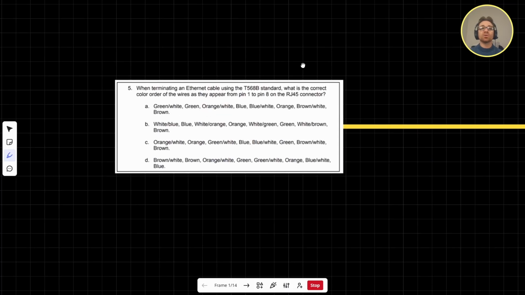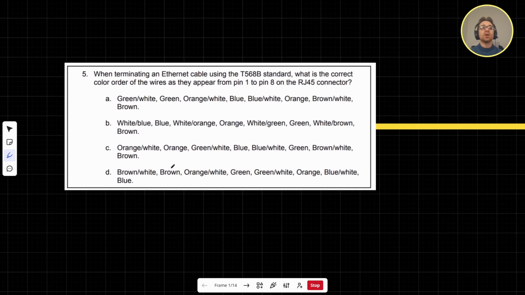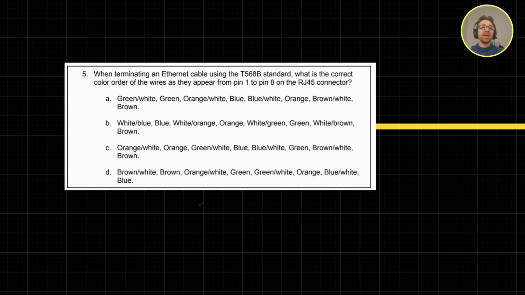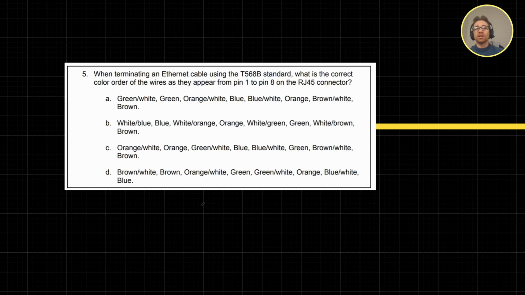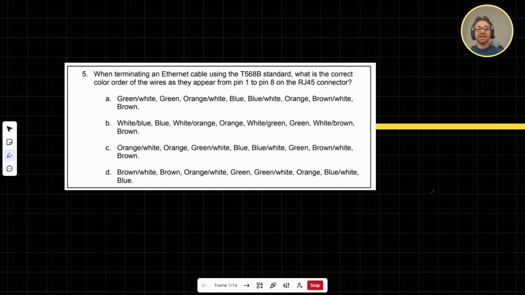And again, if you're getting these wrong, that's okay. This one's going to be another tricky one. When terminating an Ethernet cable using the T568B standard, what is the correct color order of the wires as they appear from pin 1 to pin 8 on the RJ45 connector? I am not going to read all that out to you. Pause the video, have a read, have a guess. I'm going to assume you've done that. Let's go to the answer.